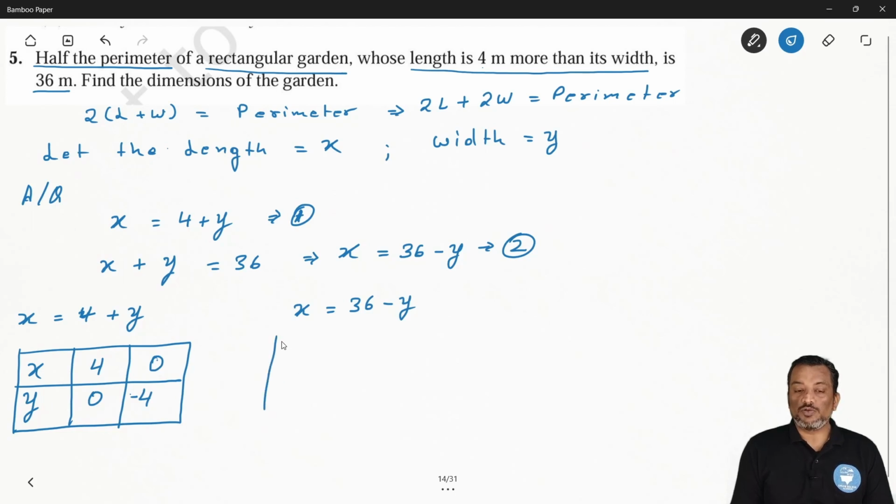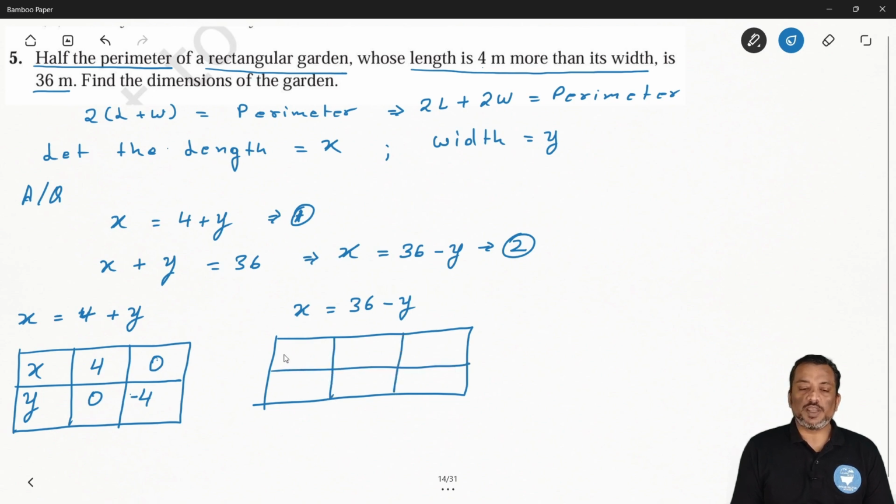This is the solution set we have to draw, and two solution sets are sufficient. Here take such values that will fit in our graph. We will take y is equal to 12, so x you will get 24. And when y is 24, x you will get 12. Hope you're getting it.